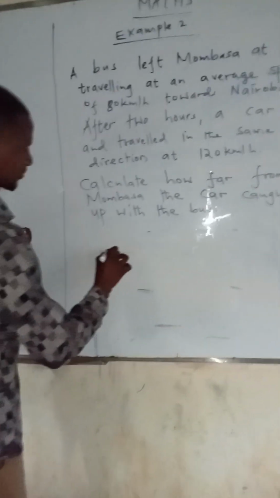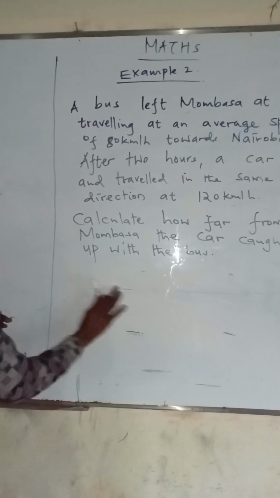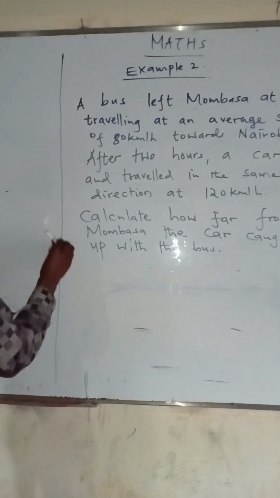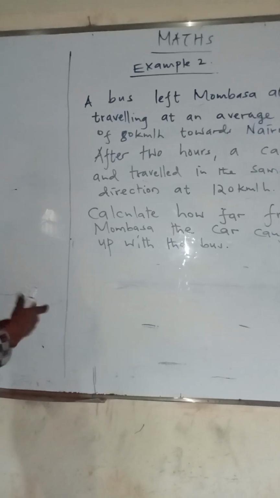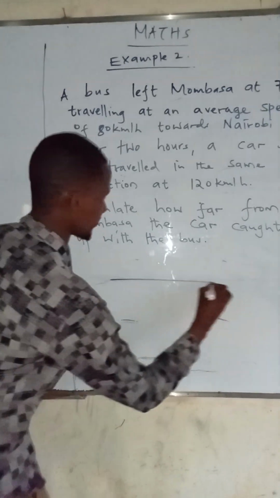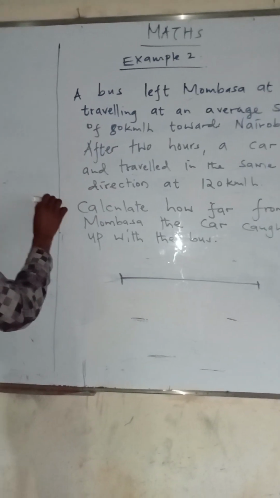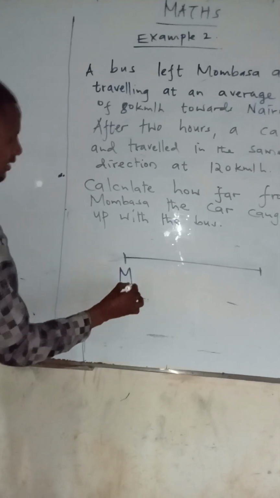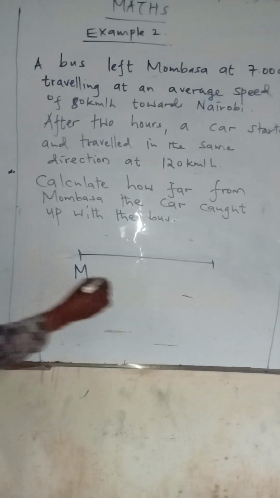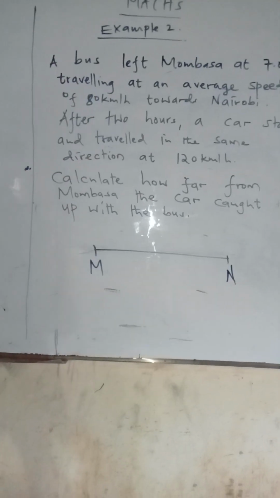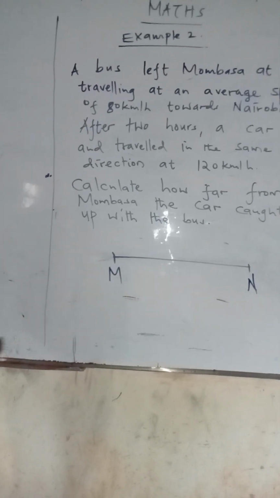So here, I still told you that for you to be able to answer this question, you have to illustrate using a diagram. You are told that there are 2 towns, Mombasa and Nairobi, and the bus is traveling towards Nairobi. So this is Nairobi. And you are not given the distance between the towns.